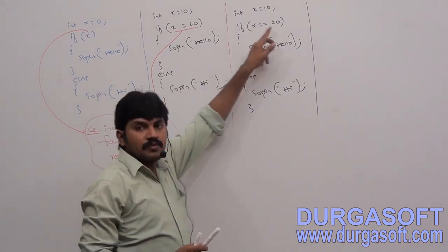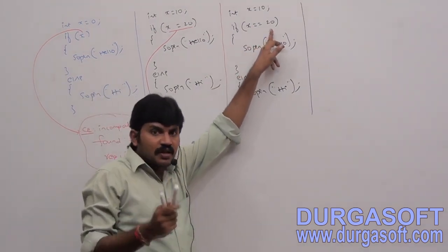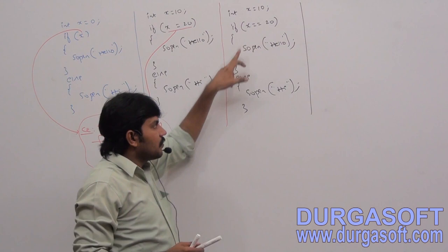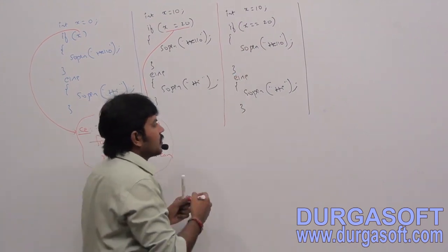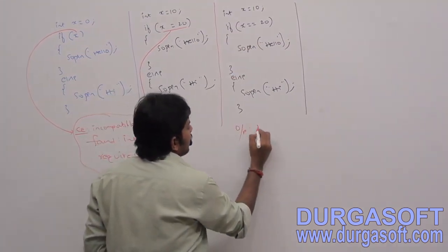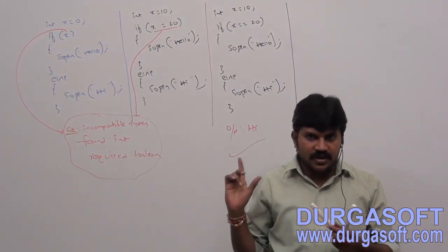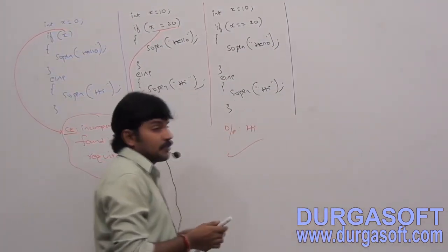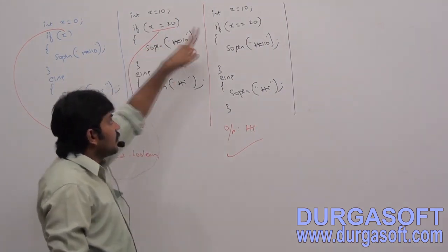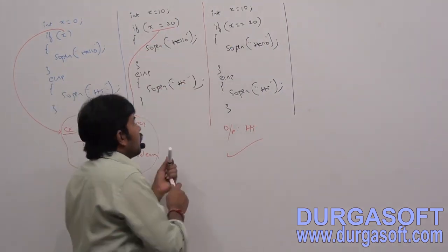So 10 and 20, are they equal or not equal? Not equal. Both are not equal, which means the else part is going to execute. That's why the output by default we are going to get is hi itself. I hope no explanation is required. Okay, this is the next one. Make sure assignment is here but comparison is here. You should have clarity, right?